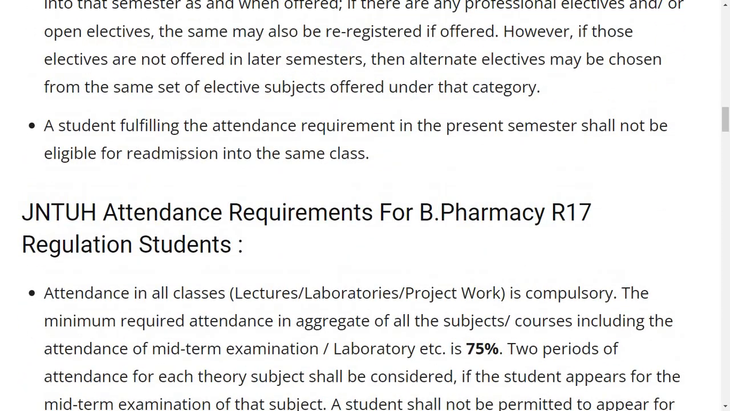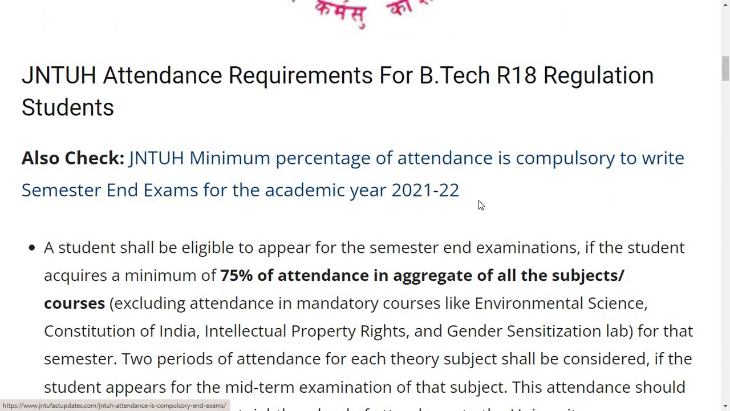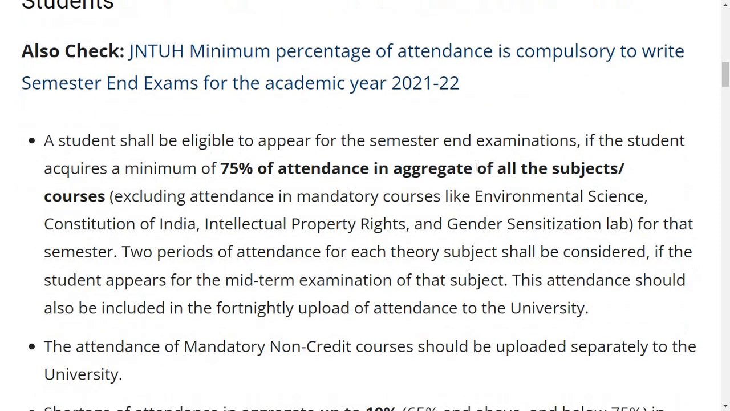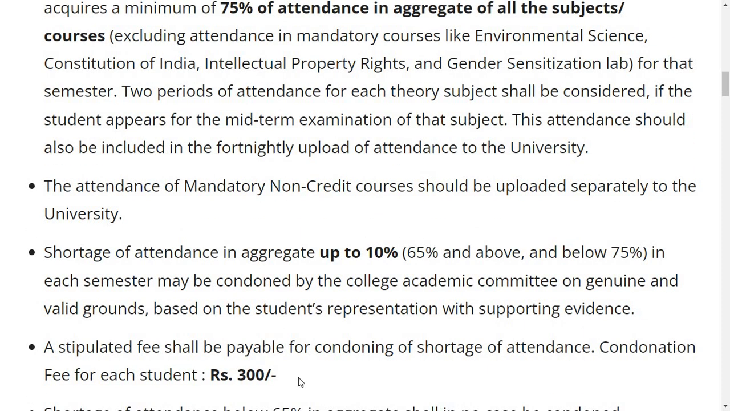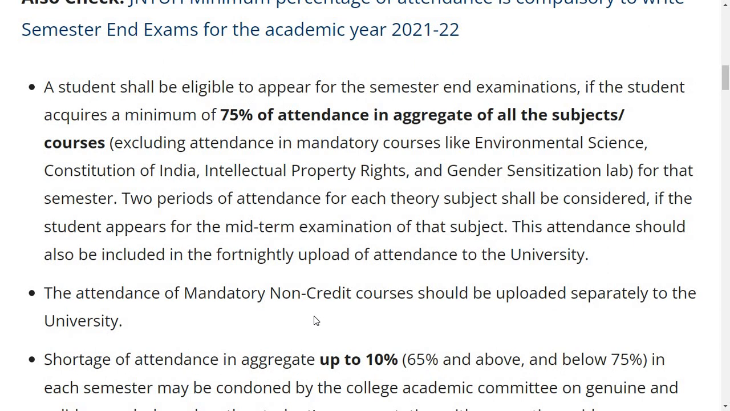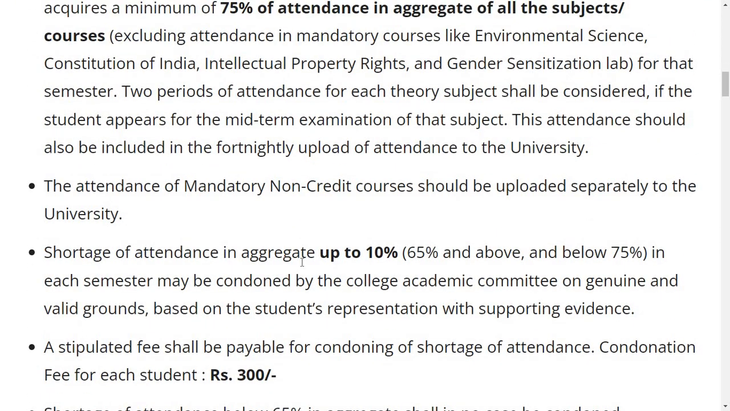Okay, a student fulfilling the attendance requirement in the present semester shall not be eligible for readmission into the same class. So the conclusion of this notification is, to attend this coming end semester examination, you should fulfill 75% of attendance. And also, if you have any health issues, you can submit your documents. You can pay consultation fee up to 300. Minimum attendance 10%, 20% attendance, then you can submit all your documents and you can pay up to 10,000. But more than that, you shouldn't pay.